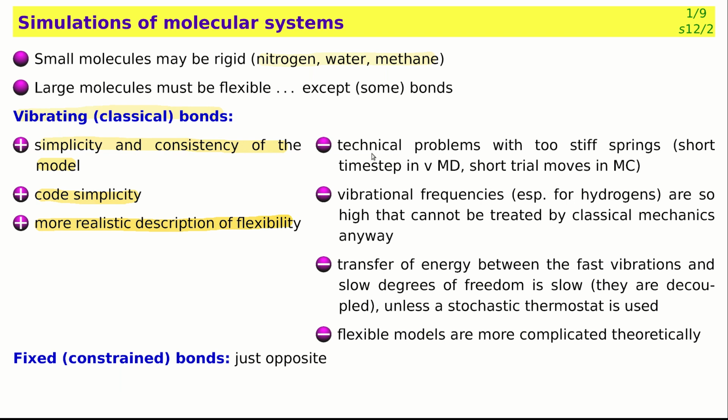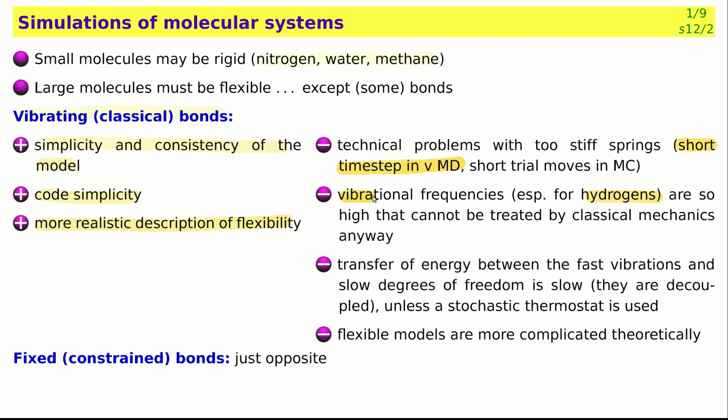But the springs that we have, especially if we have hydrogens, are very stiff, and the frequencies are very high. It means that we need very short time steps. In molecular dynamics and in Monte Carlo it's similar. We need very short trial moves, and it's inefficient. Okay, there are methods to overcome the problem of short time steps in molecular dynamics, multiple time step methods, but it's demanding.